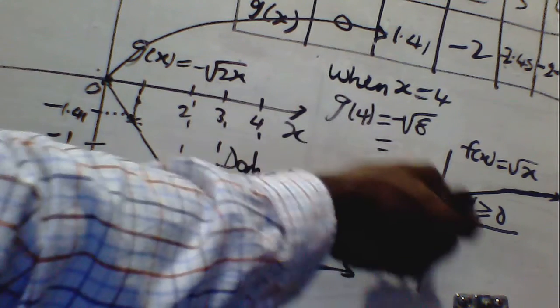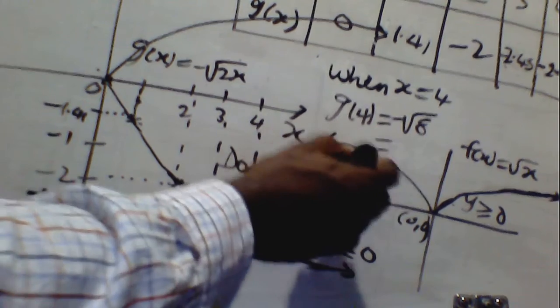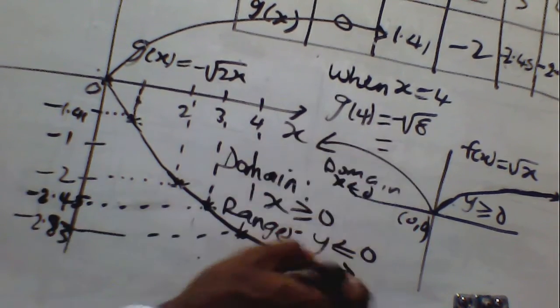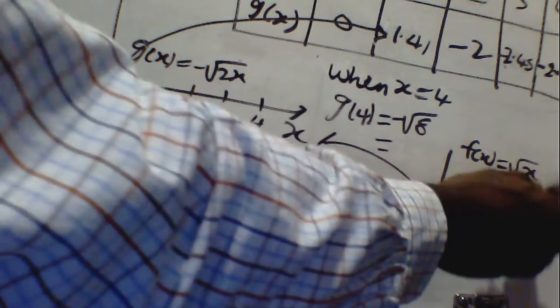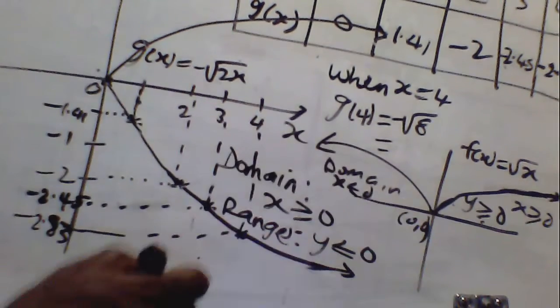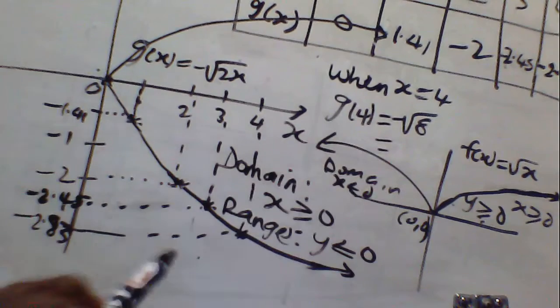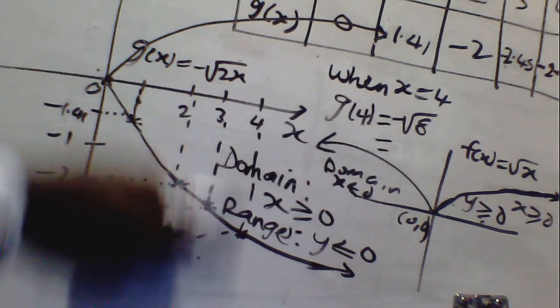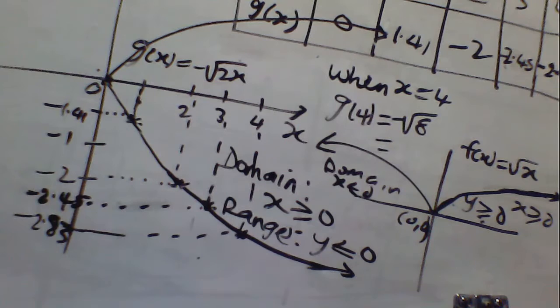If I have a reflection here, the domain will be x less than or equal to 0. But here we have, therefore, x is greater than or equal to 0 for the domain, and the range y is greater than or equal to 0. But for this one, the range is what? y less than or equal to 0. So we can now continue.